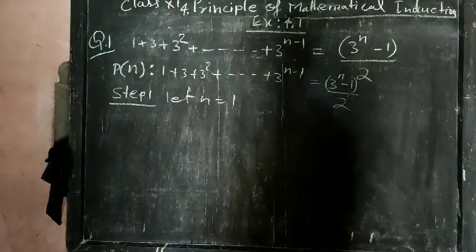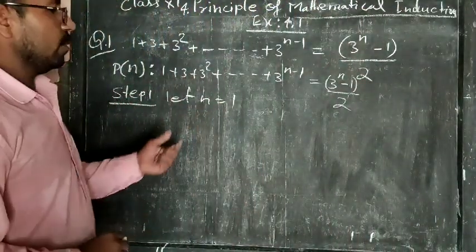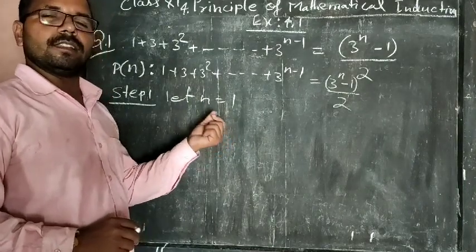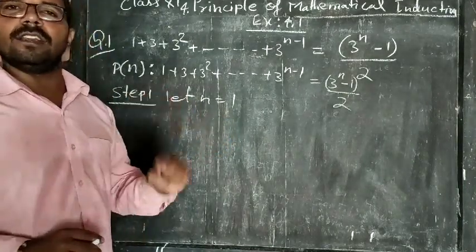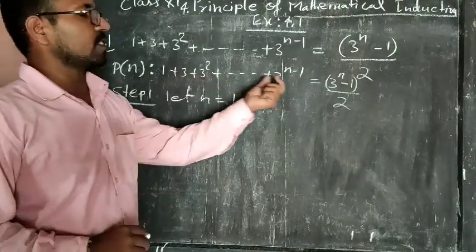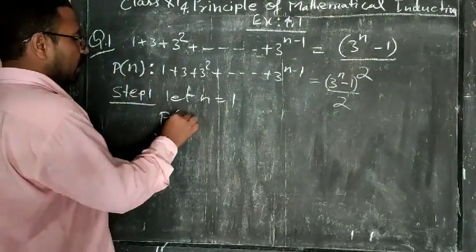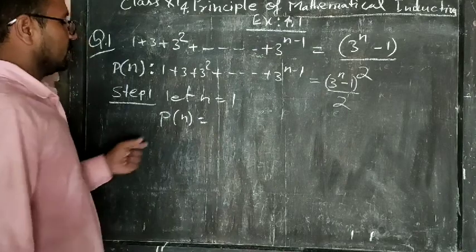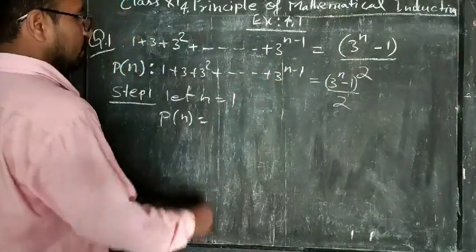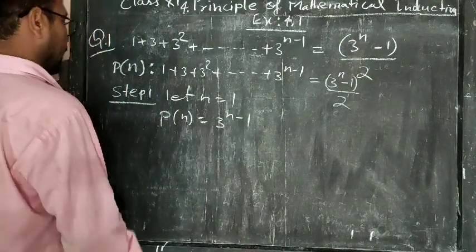So students, you have to remember one point: whenever we are taking n is equal to 1 in the LHS side, your LHS will always become the nth term of this sequence. So nth term Pn is equal to, which one is the nth term of this sequence? This one. So this is your LHS. So 3 to the power n minus 1. This one is your LHS.